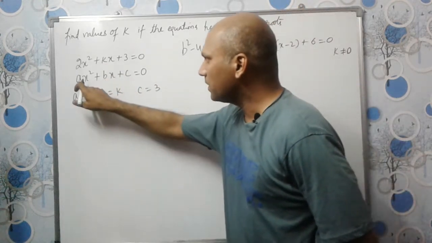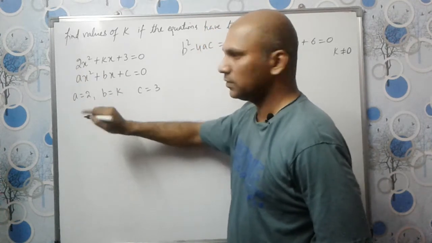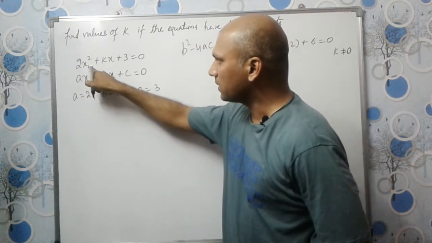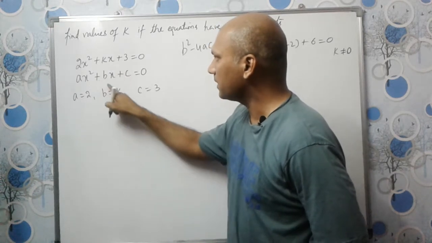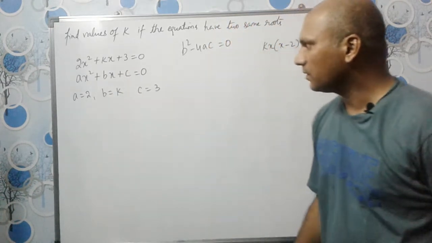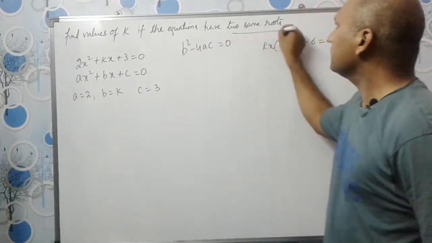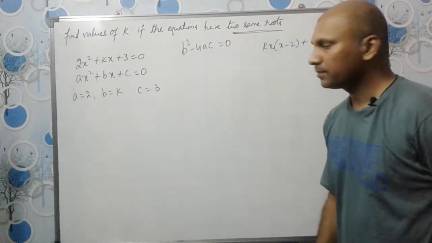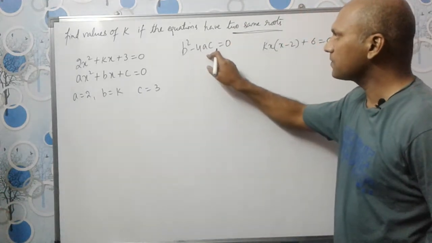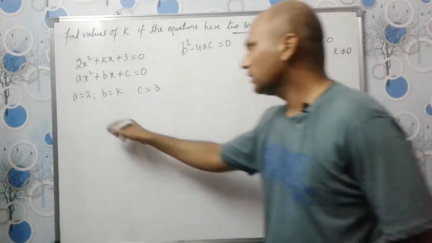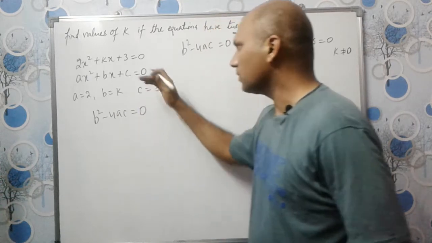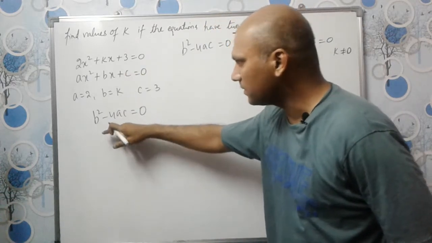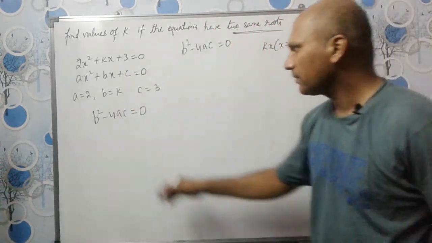See, some students will write a as 2x square. No, x square is x square here. A is 2, x is x, b is k, c is 3. Now given that it has two same roots, which means b square minus 4ac should be equal to 0. Let us substitute the values of a, b, c in this and find the value of k.